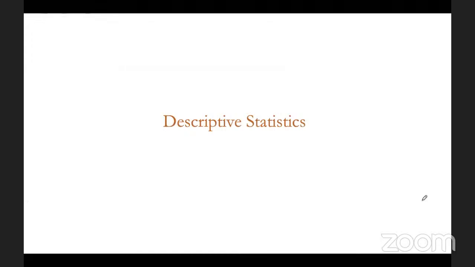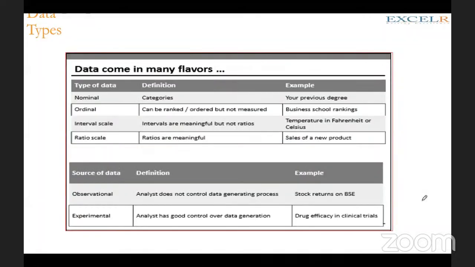Let us get started with the first one, descriptive statistics. We will eventually get into inferential statistics also. As part of descriptive statistics, let us understand the data types. Whatever data you collect has to fall under these categories: nominal, ordinal, interval, and ratio scale. These are the four categories where the data has to fall, no matter what kind of data you collect.